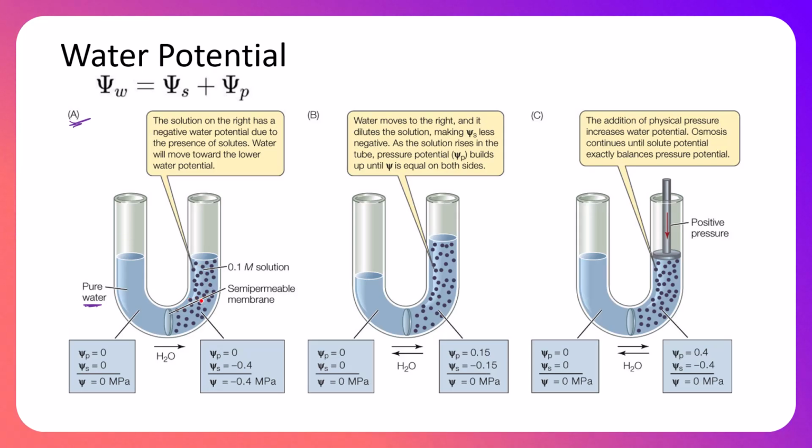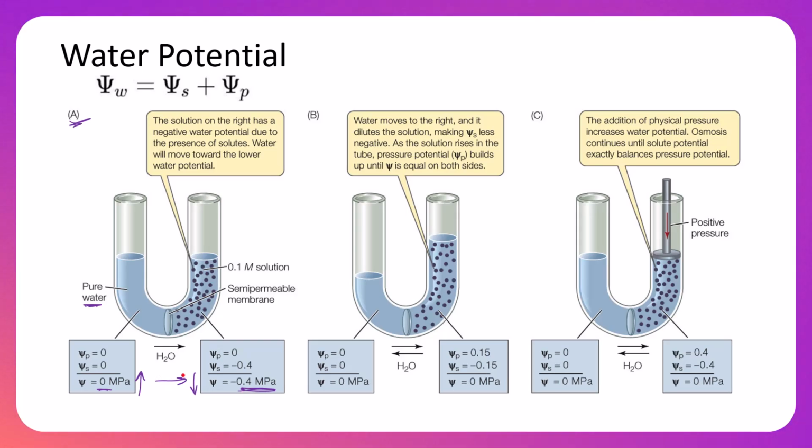The solution on the right has a 0.1 molar solution. It doesn't matter what the solute is, but because it has a 0.1 molar solution, we know the presence of the solute will decrease the water potential. And so you'll see over here on the left, the water potential is 0 megapascals. We also, because of the solute on the right, have a lower water potential at negative 0.4 megapascals. We know that movement of water will take place from a higher water potential to a lower water potential. Again, 0 is actually higher than negative 0.4.